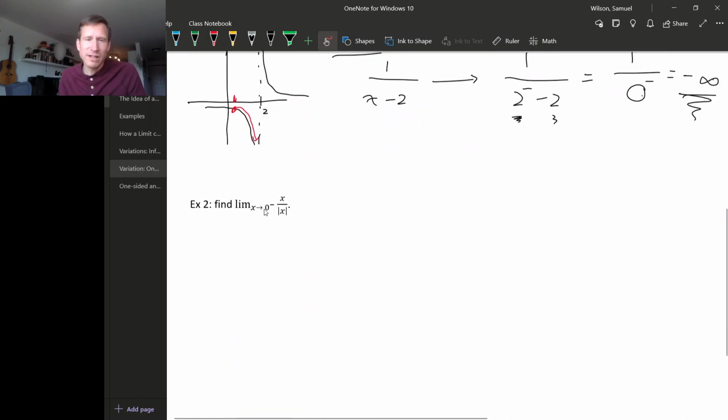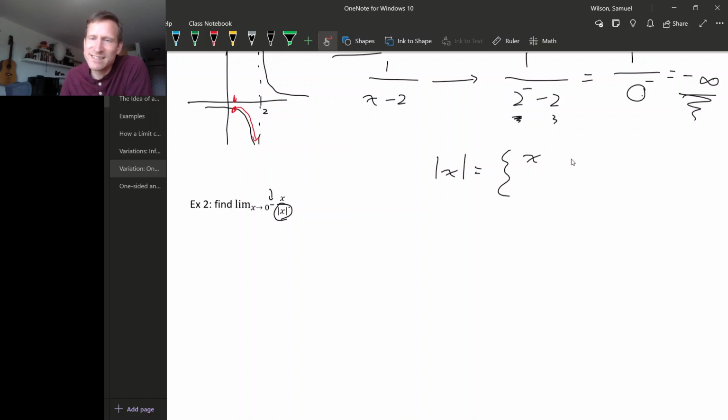All right, for another example, let's find the limit as x goes to 0 from the left of x over the absolute value of x. Well, the absolute value is a little tricky to handle because remember the absolute value is just x itself if x is greater than or equal to 0, but it's the negative of x if x is less than 0. If x itself is negative, this extra negative sign flips it so that it's positive. So this multi-part function is one way of thinking of what the absolute value function is doing.